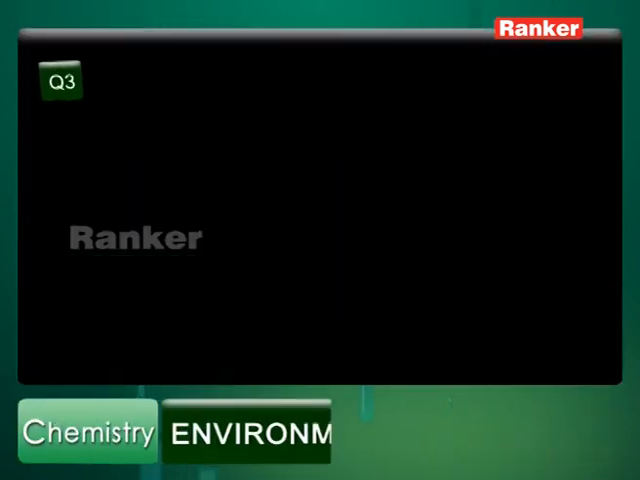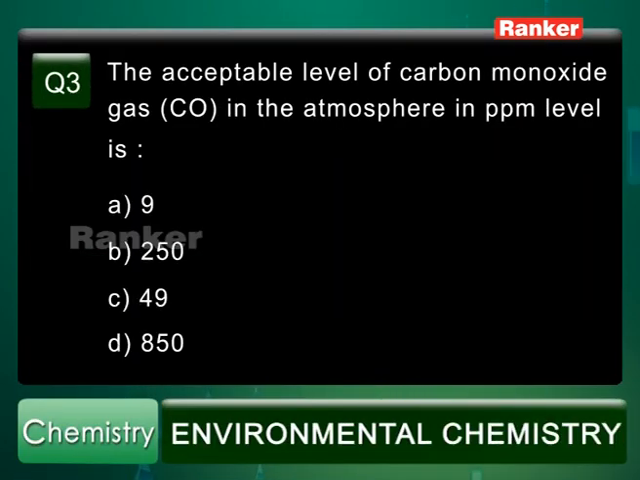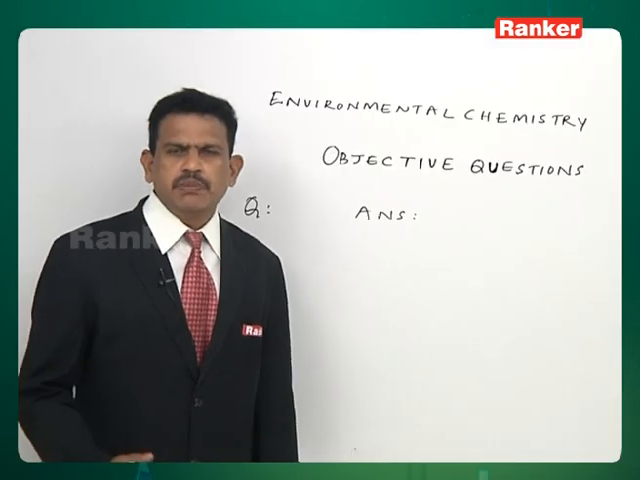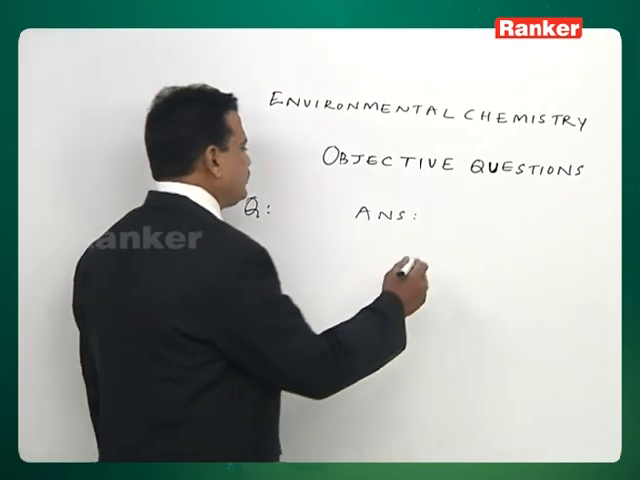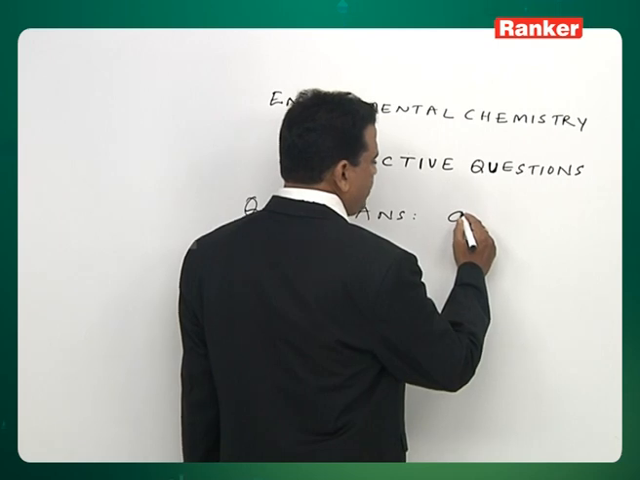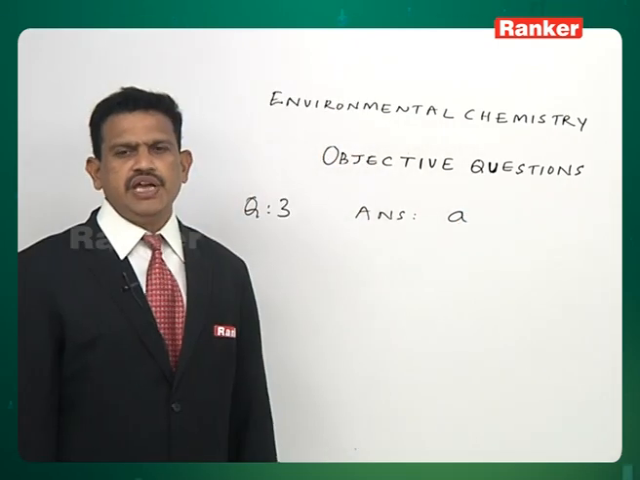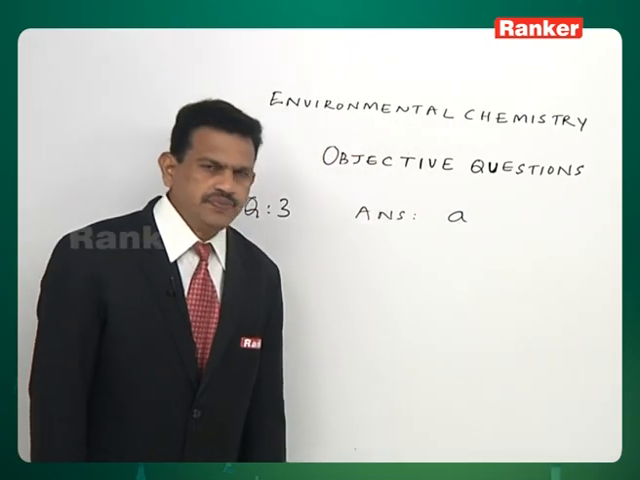Question number 3. The acceptable level of carbon monoxide gas in the atmosphere in parts per million, ppm. Answers given as option A 9 ppm, option B 250 ppm, option C 49 ppm, option D 850 ppm. The acceptable level of carbon monoxide gas in the atmosphere is up to 9 ppm. So, we can go for option A for question number 3.